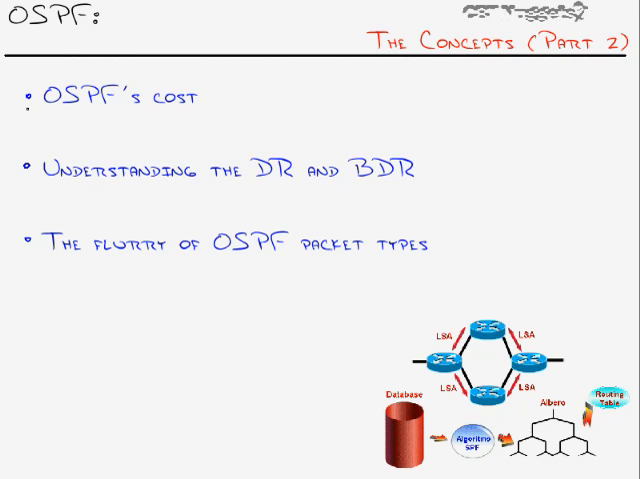So to hit the high points, we did talk about the OSPF cost, which is its metric, 100 divided by the bandwidth in megabits per second. We then moved into the DR and the BDR, the designated router and the backup designated router, which are used on shared Ethernet segments and NBMA, non-broadcast multi-access networks, the clouds, to manage the amount of updates that needs to be sent between neighbors. Finally, we officially discussed every single packet type that you'll find in OSPF.